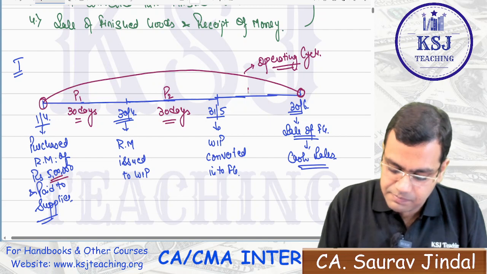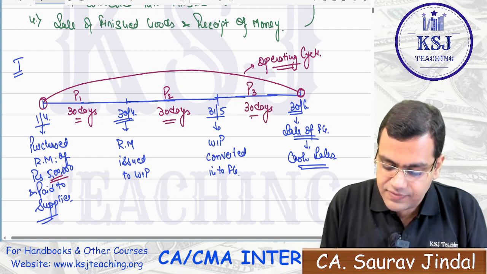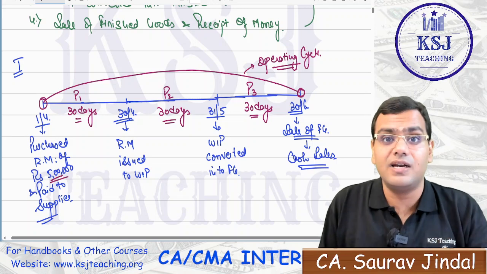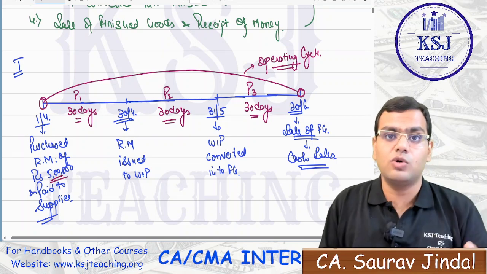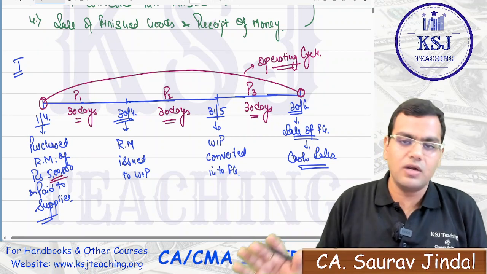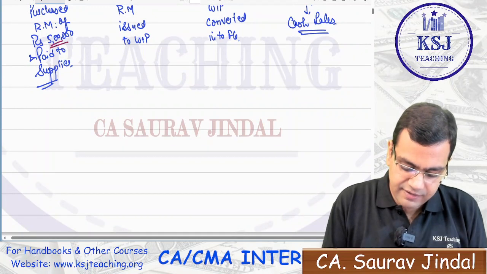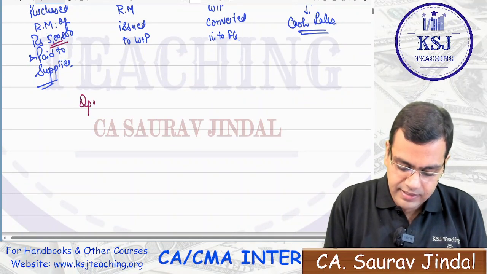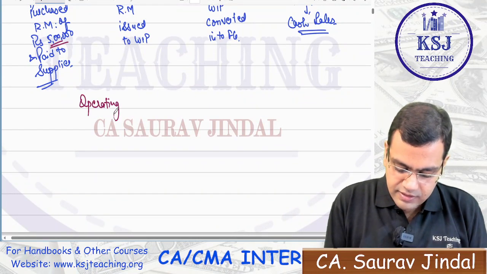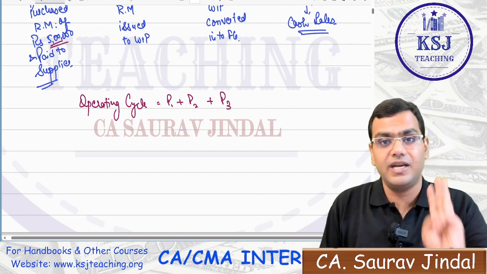Now the next, P3, another 30 days. What does this 30 days represent? These 30 days represent the period during which the finished goods are ready but not yet sold, they are lying in your godown. So what is the operating cycle here? The operating cycle is P1 plus P2 plus P3. That is, it is a combination of 3 different periods.